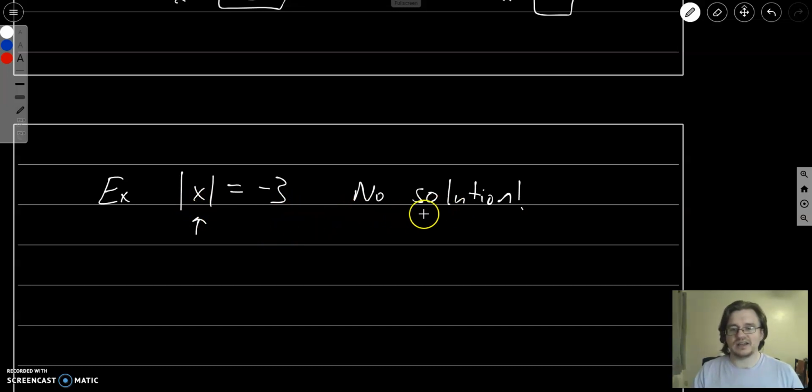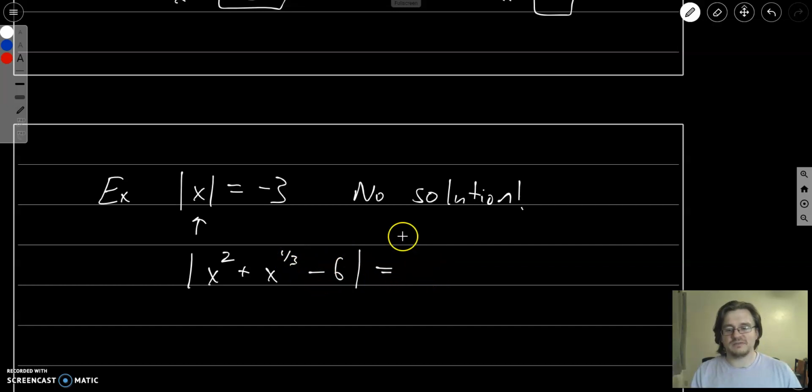So it's sometimes easy to see that there's no solution whenever you get the absolute value of something equal to a negative number. It could be a lot more complicated. The absolute value of x squared plus, let's say, x to the 1/3 power minus 6, if we set that equal to negative 27, I don't have to do any work. I don't have to do any simplification because the absolute value can't be equal to a negative number.